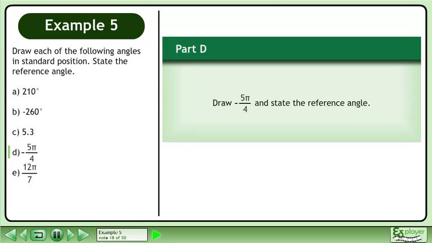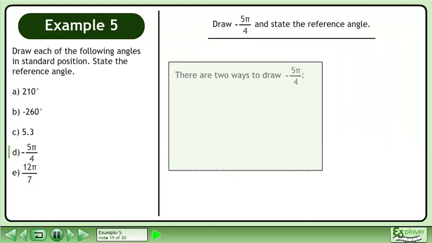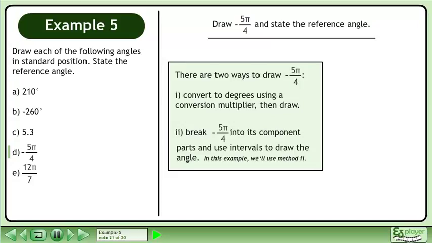In part D, draw negative 5 pi over 4 radians and state the reference angle. There are two ways to draw negative 5 pi over 4. The first way is to convert to degrees using a conversion multiplier, then draw. The second way is to break negative 5 pi over 4 into its component parts and use intervals to draw the angle. In this example, we'll use method 2.